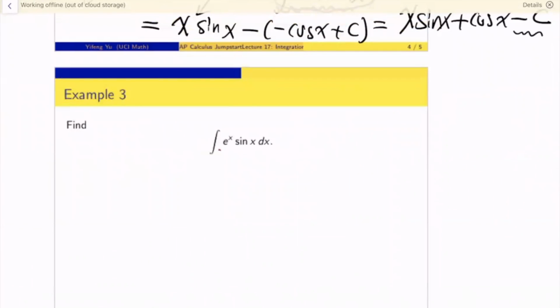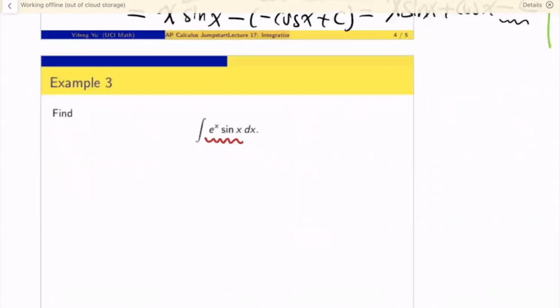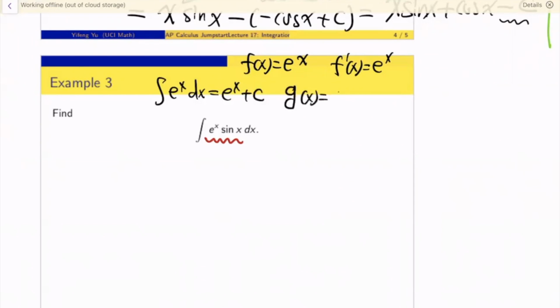Here we want to find the antiderivative of e^x times sine x. Let's see which one we should choose as f and which as g. Either way, you can choose either e^x or sine x to be f(x), it doesn't matter. Let's say I choose f(x) to be e^x. The derivative of e^x is just itself, so the antiderivative of e^x dx is again e^x plus constant. And I take g(x) equals sine x, and of course g prime x will just be cosine x.